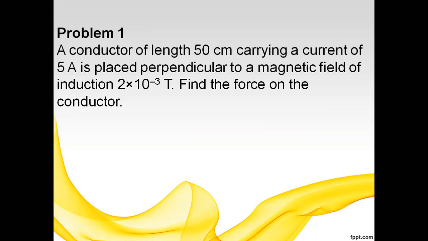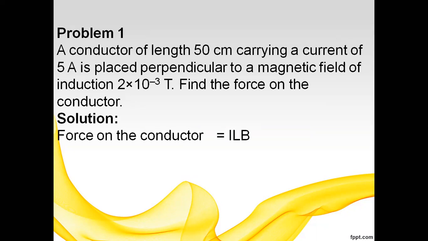So we have a length, current and magnetic field. So apply a formula. Force on the conductor, what is this formula? F equal to ILB. We have I current, L length and B magnetic field. I equal to 5 and L equal to 50 centimeter. Next B equal to 2 into 10 power minus 3.